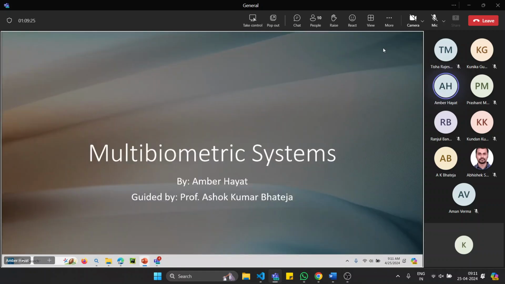So today we'll be discussing multi-biometric systems. These are systems which use either multiple instances of different traits or multiple traits. First we'll discuss issues in unimodal systems, and what is the need of having multi-biometric systems.